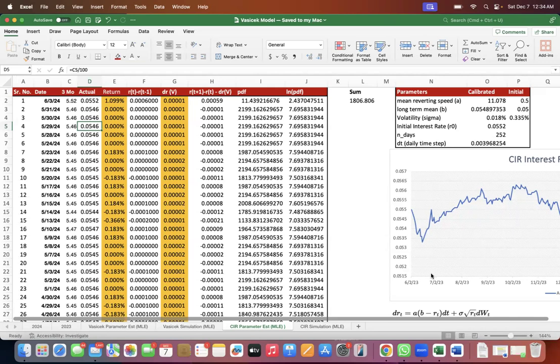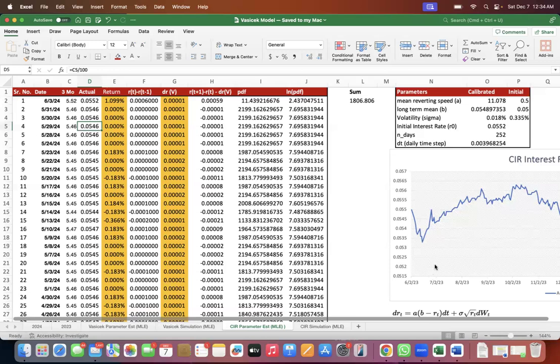In this session, I'll be walking you through the Excel implementation of the CIR model using the parametric estimation approach, which is the maximum likelihood estimator. MLE, or maximum likelihood estimator, is a statistical method used to calibrate the parameters of a model. In our case, we are trying to calibrate the CIR interest rate model using the MLE method. So if I say MLE or maximum likelihood estimator, it's the same.